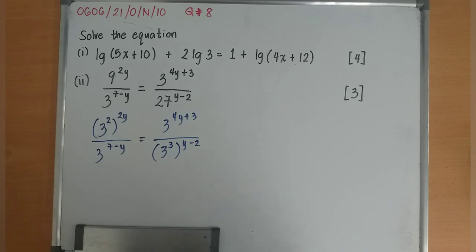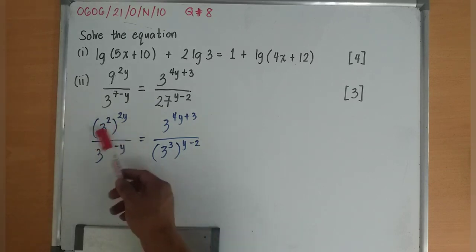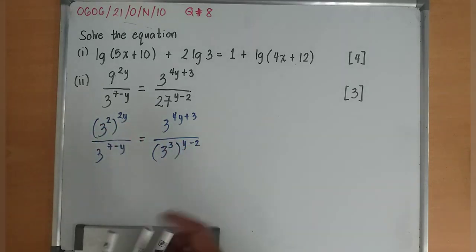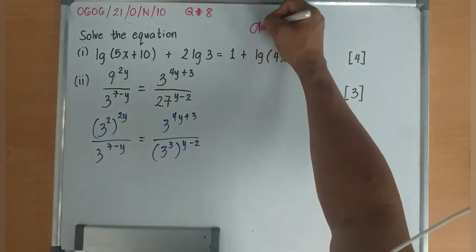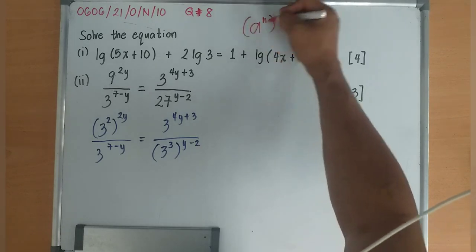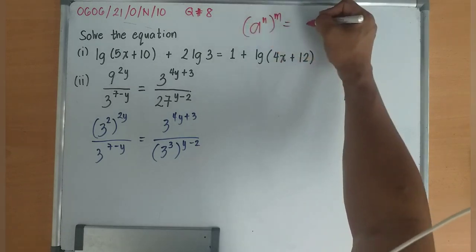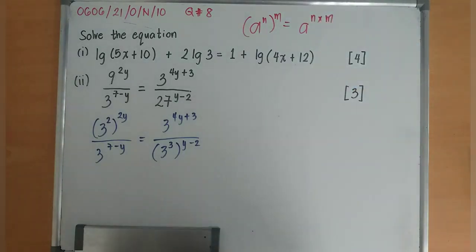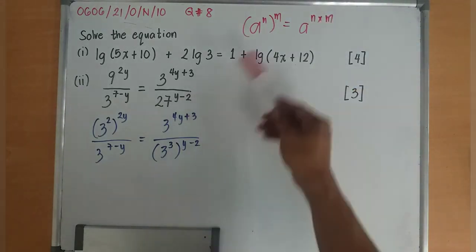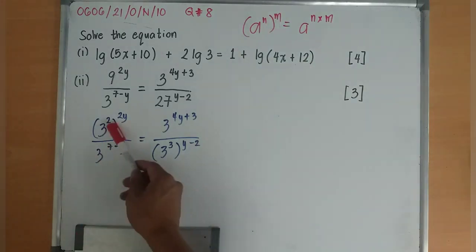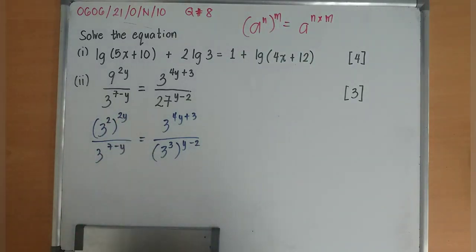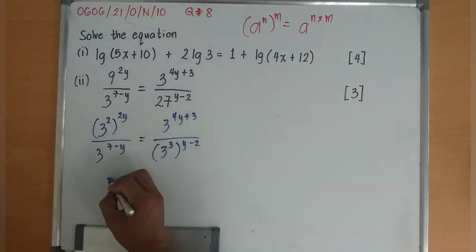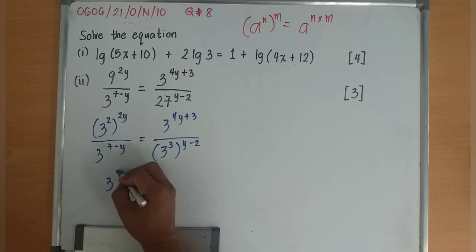Now, what is the principle or law of indices behind these two? Remember that a power of n to the power of m is equivalent to a to the power of n times m. So I am multiplying the n with the m. So I'll multiply 2 and 2y. So it will become 3 to the power of 4y.